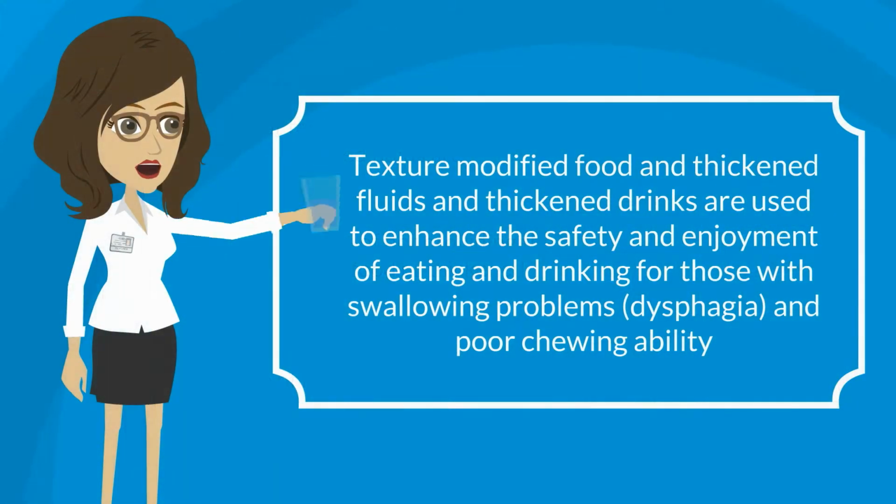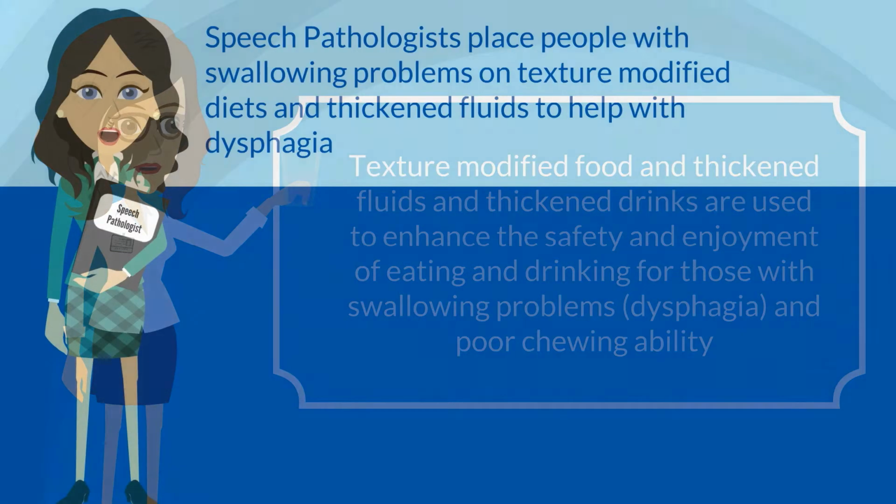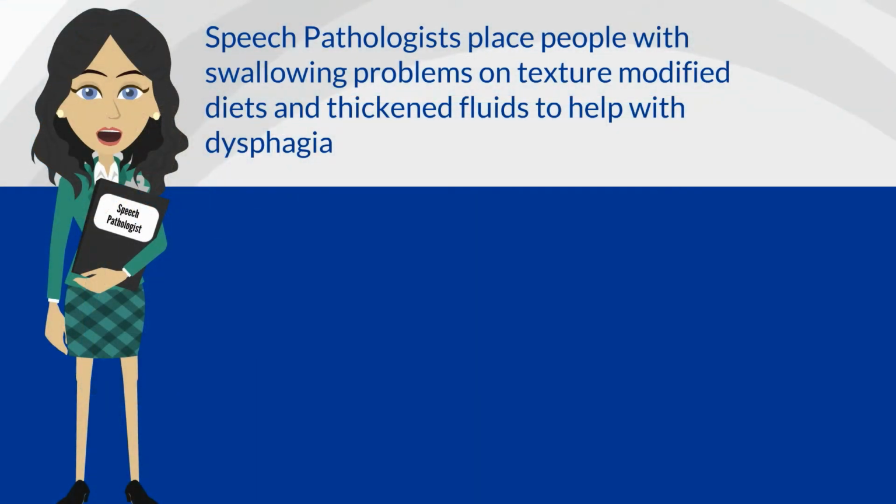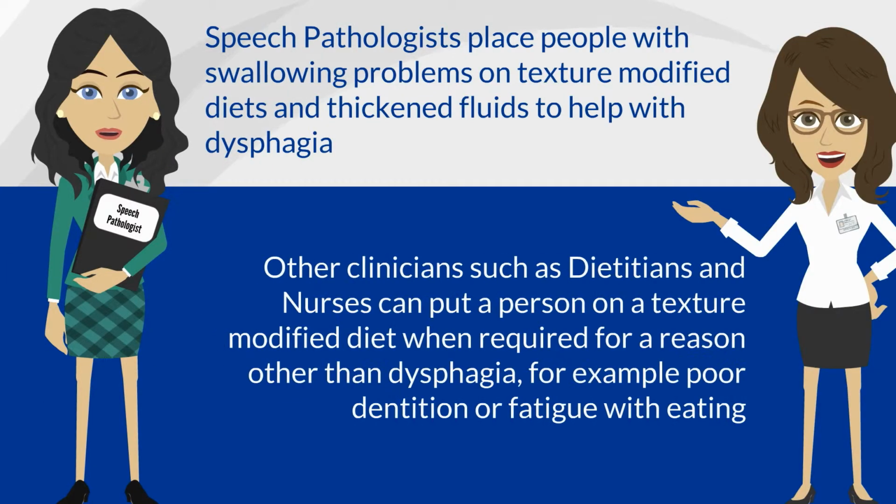Texture modified foods and thickened fluids and drinks are used to enhance the safety and enjoyment of eating and drinking for those with swallowing problems or poor chewing ability. It's the speech pathologist's job to place people with swallowing problems due to dysphagia on texture modified diets and thickened fluids. They'll assess them for the correct texture.